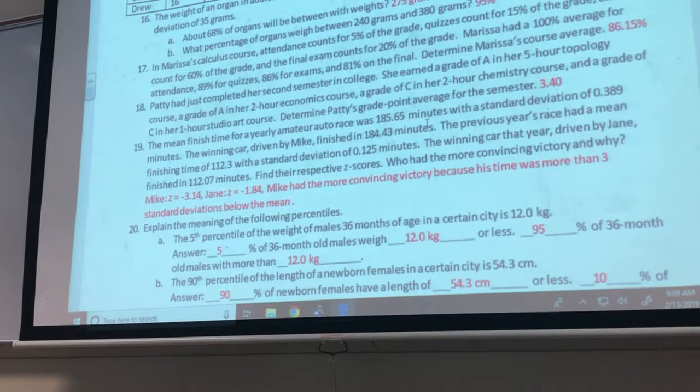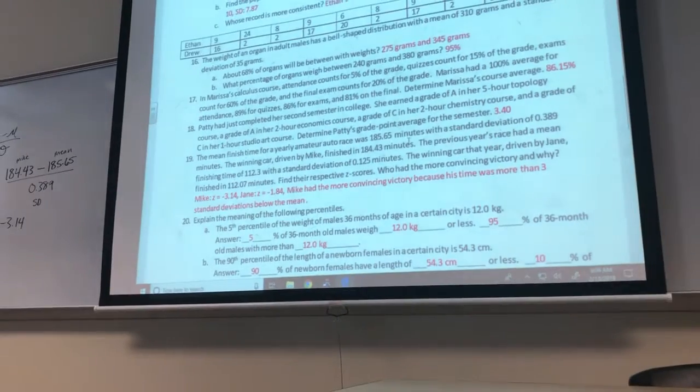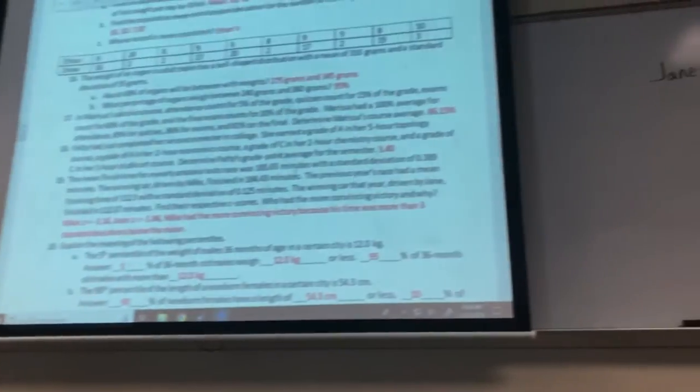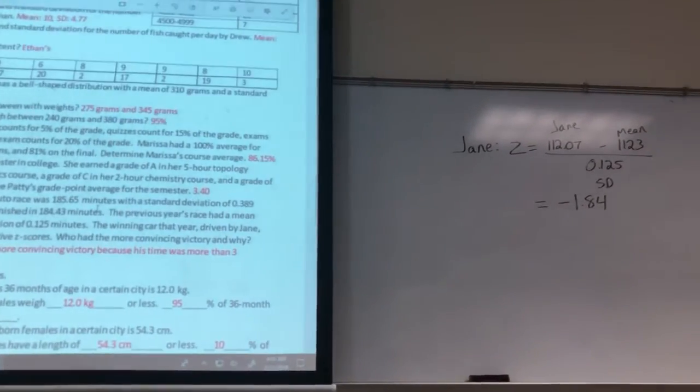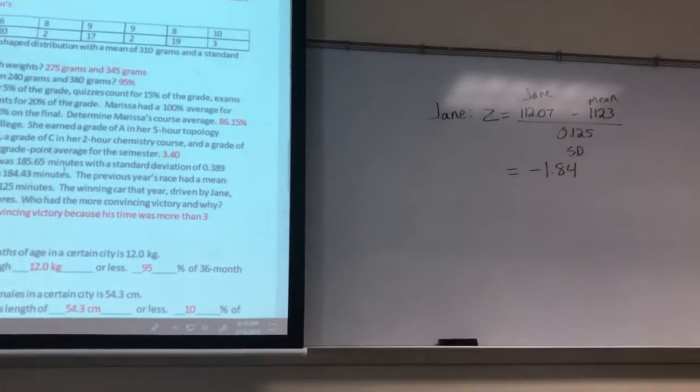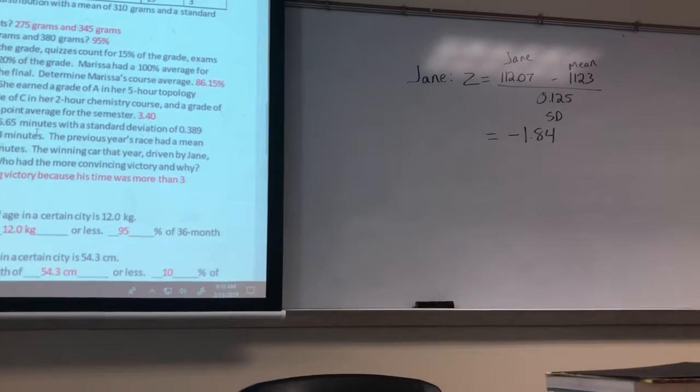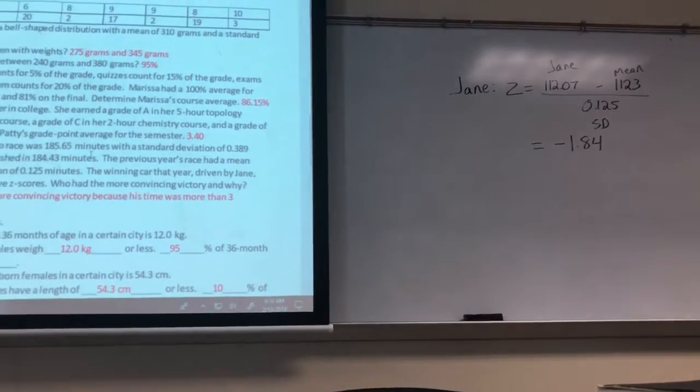Okay, so these are their z-scores, and you're looking to see which one is more convincing. This is going to be different than when we compared the two heights, because we're not looking to see who's taller. We're looking to see who finished faster. So it's kind of like golf, where a low score is good. This one you want your time to be small as well. So we're looking at this one over here.